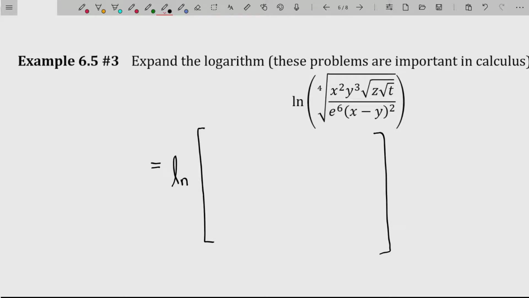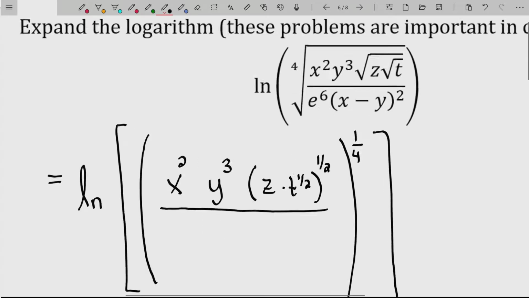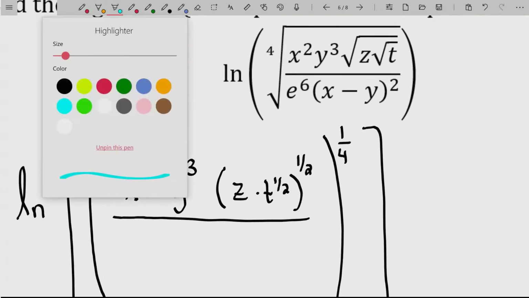So in this case, I highly recommend taking that fourth root and rewriting it as a 1/4 power. The interior, or the argument of that, what we would call the radicand, would still be x squared, y to the third, and I'm going to go ahead and write that square root of z times the square root of t as z to the 1/2 times t to the 1/2, all being raised to the 1/2. Let me state that again because I sort of spoke over myself a little bit.